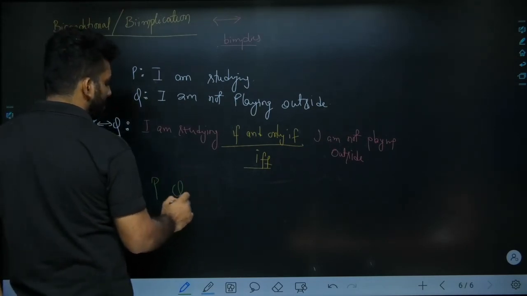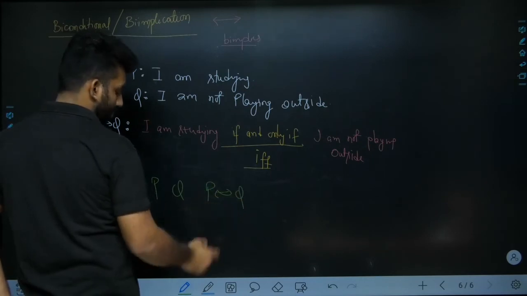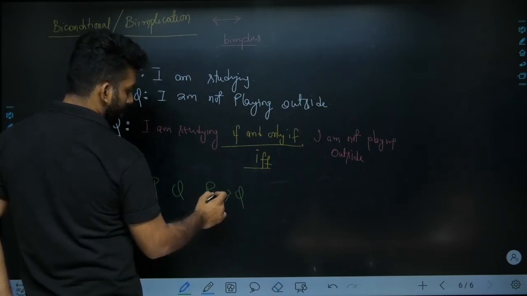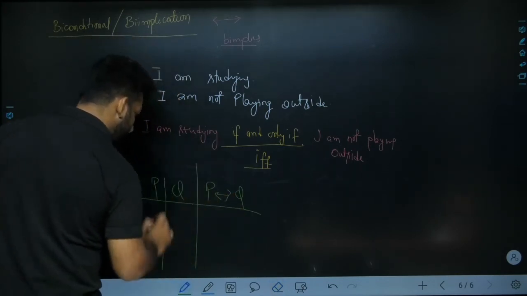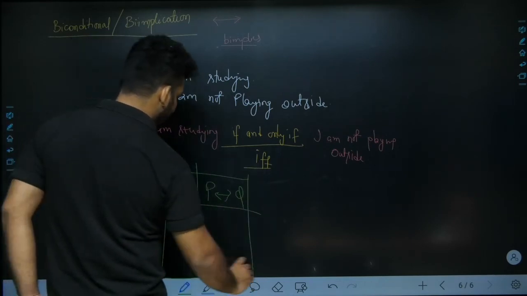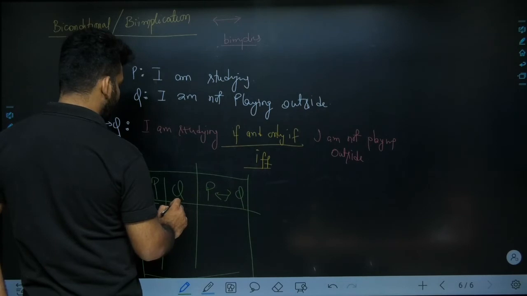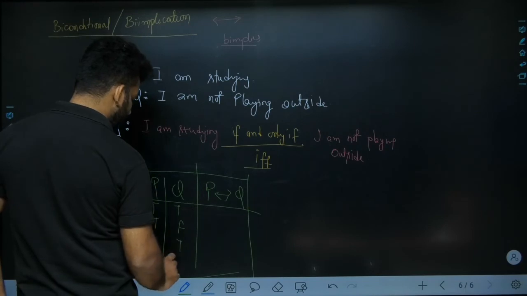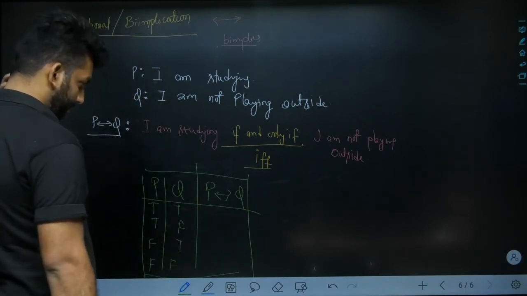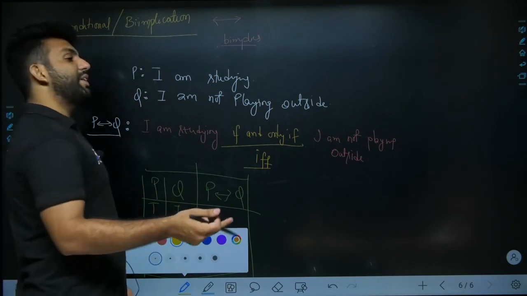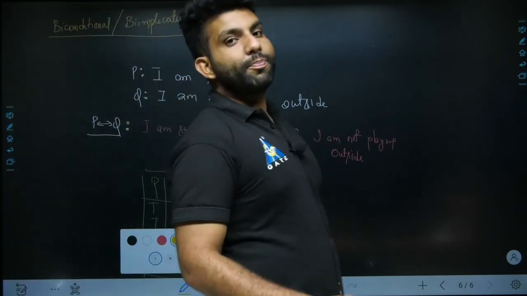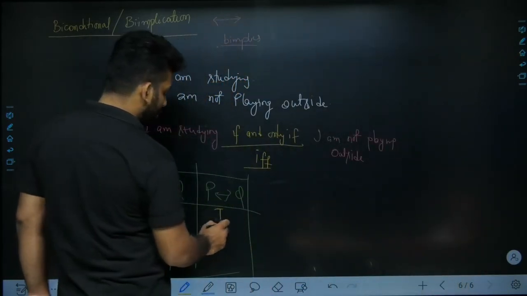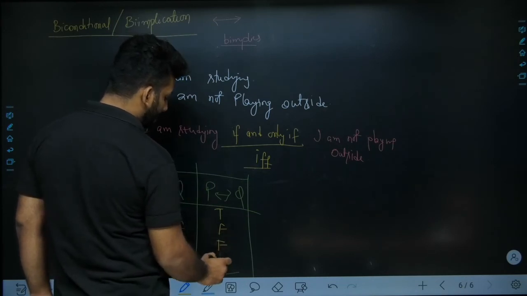P, Q and P bi-implies Q. True, true, true, false, false, true, false, false. It will be true only when either both together are true or both together are false.